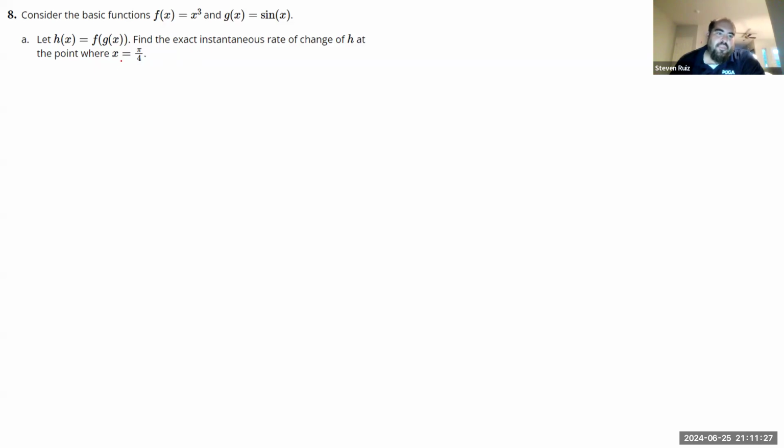This is the quintessential use of the chain rule. I want to take a derivative of a composite function. So what is the derivative of h going to look like?